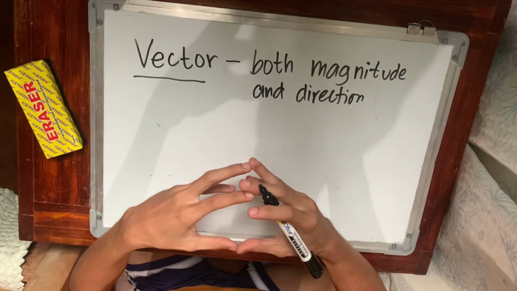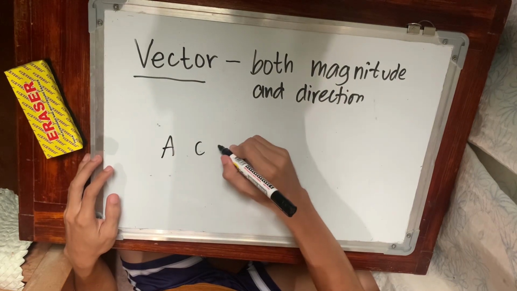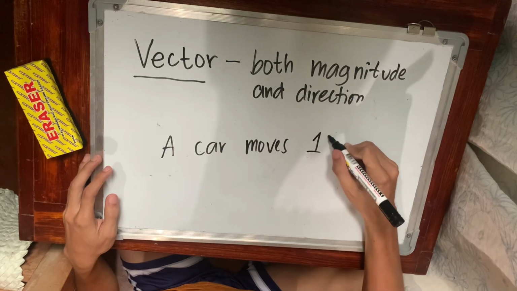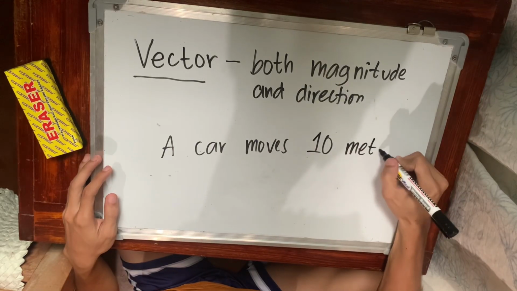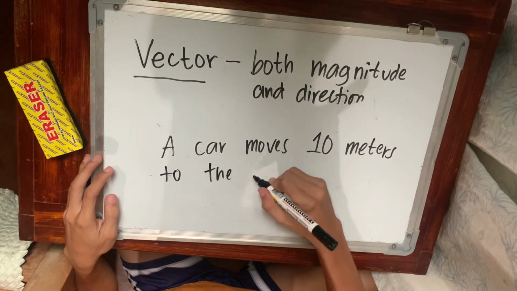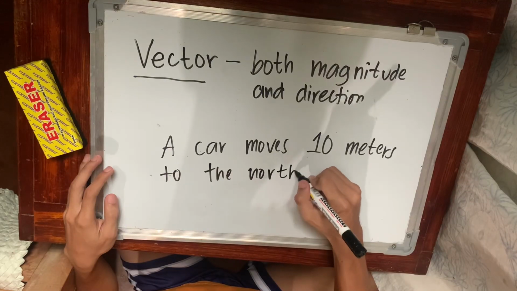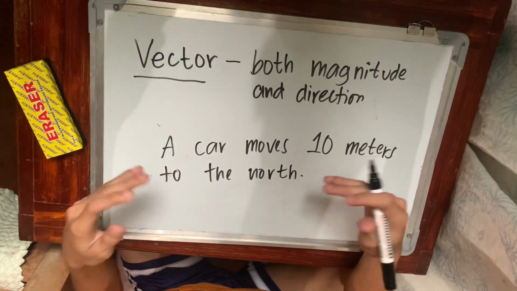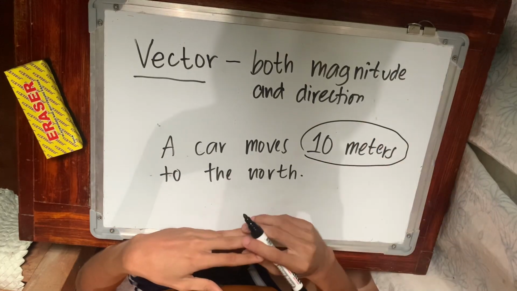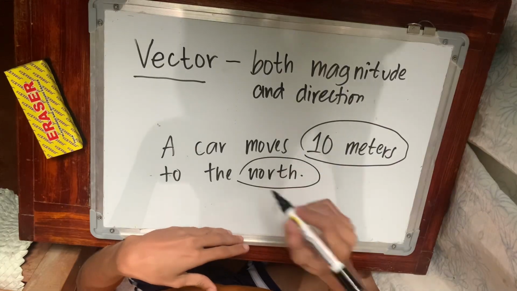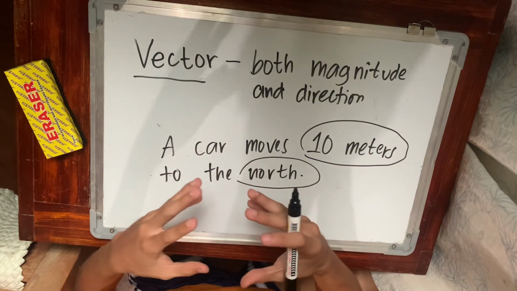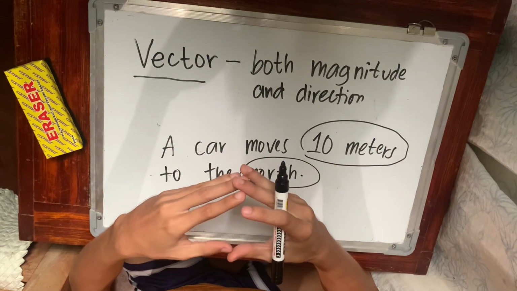Let's say, for example, a car moves 10 meters to the north. In this example, the 10 meters is our magnitude, while the north is our direction. So now we have finally defined what a vector really is. Let's proceed to the operations of a vector.